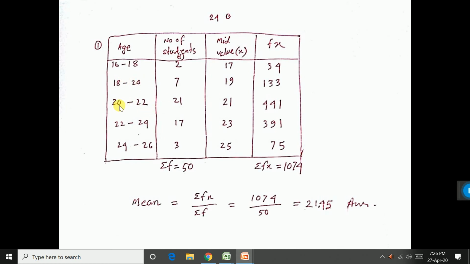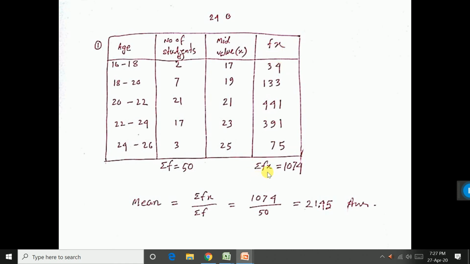Add these two, 20 plus 22, that is 42, divided by 2, that is 21. Like this, after adding these two and dividing by 2, you will get this. So this is x, mid value. Then fx we have to find. One more column, that f into x. 2 into 17 here, 7 into 19 here, 21 into 21 here, 17 into 23 here, 3 into 25, 75 here. After adding all this, we will get summation fx.